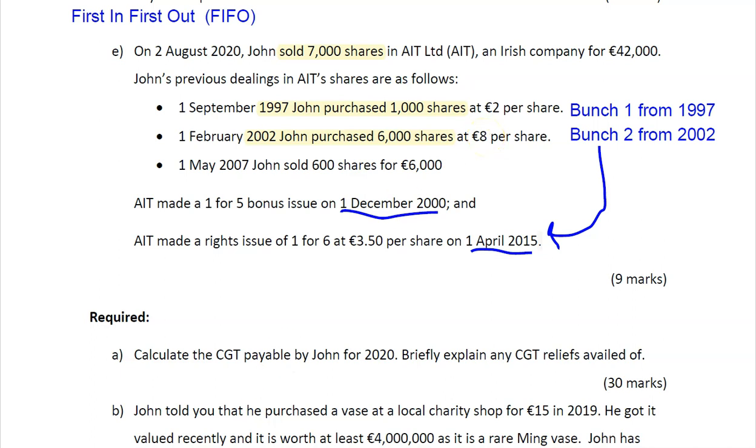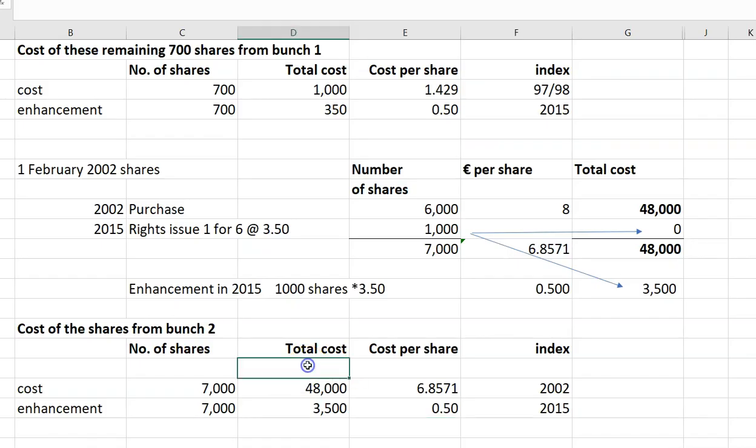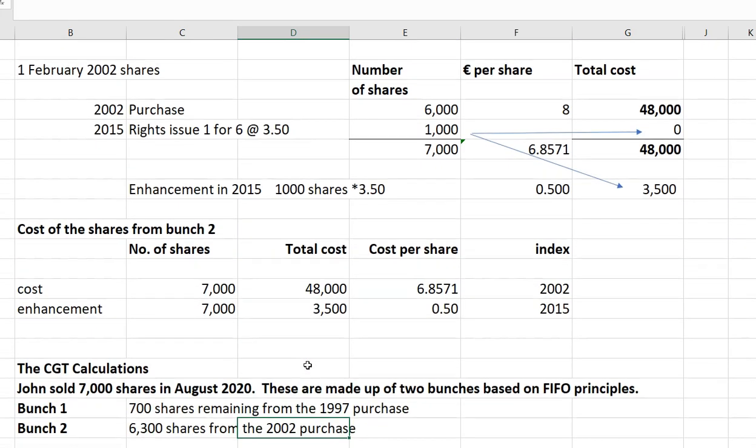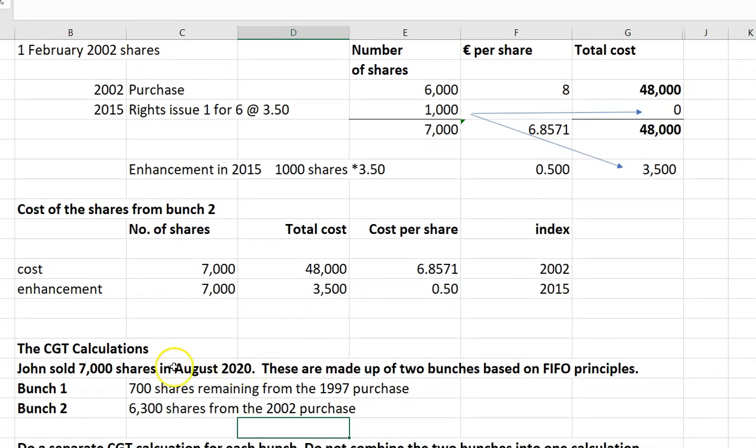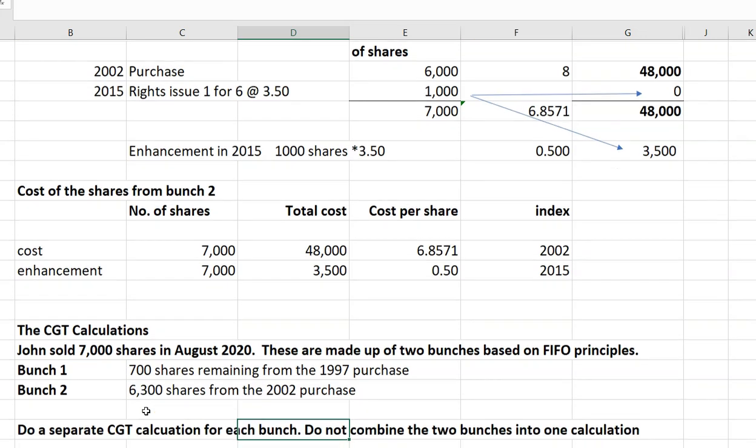So here's the calculation. So we sold 7,000 shares for 42,000. And this is what I mean by the first in, first out. We have bunch 1, bunch 2, 700 shares remaining, and then we have 7,000 bunch 2. We're going to sell 6,300 from there. And then here's our CGT calculation.